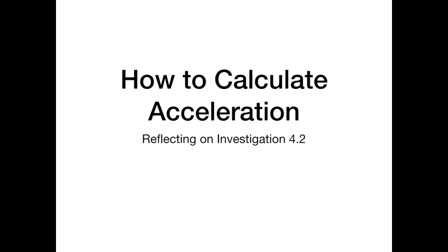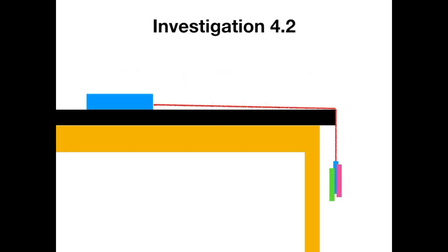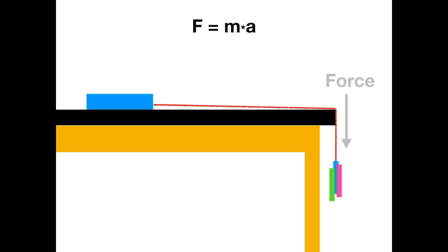In today's activity, we're going to look back at Investigation 4.2 and calculate the amount of acceleration that the sled with the coins experienced. The sled being pulled by the pens is following Newton's second law. Newton's second law states that when a force acts on an object, the object accelerates in the direction of the force. This follows a mathematical relationship where the force of the pens is equal to the mass of the sled with the coins times the acceleration that sled experienced.